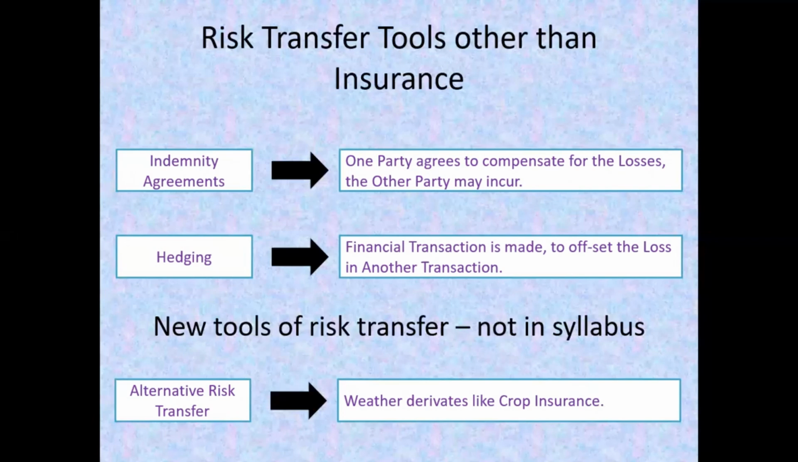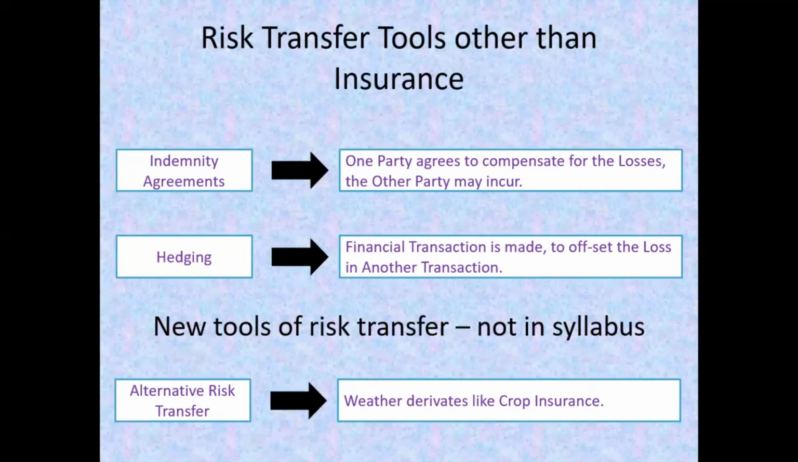But in the case of ART, take the example of crop insurance, there is rainfall that will be covered as a risk. If there is rainfall, you get a good crop. If there is no rainfall, you don't get a good crop. But in the case of ART, even though there is no rainfall, if the policy is issued in such a way that if there is no minimum rainfall, we will pay you compensation. This is another risk transfer tool.